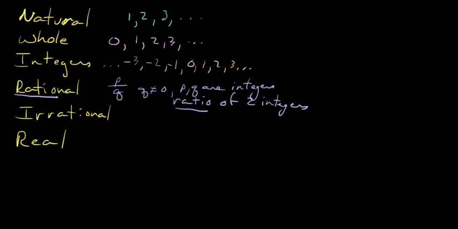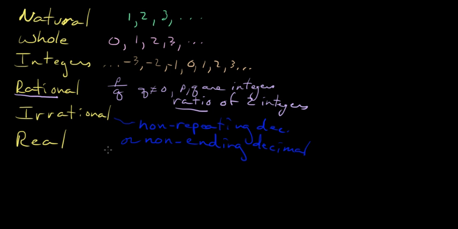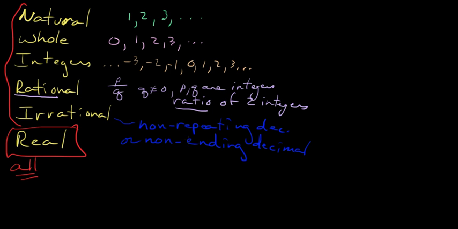So irrational, by the way, no, that doesn't mean somebody that doesn't act appropriately. Irrational is something that is a non-repeating decimal or a non-ending decimal. And real numbers, and this is the easy part, real numbers are all of the above. Everything except imaginary numbers. They're all real numbers.